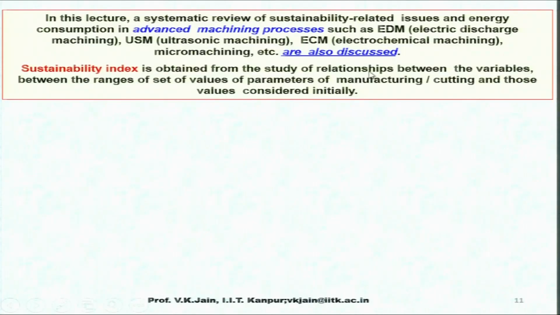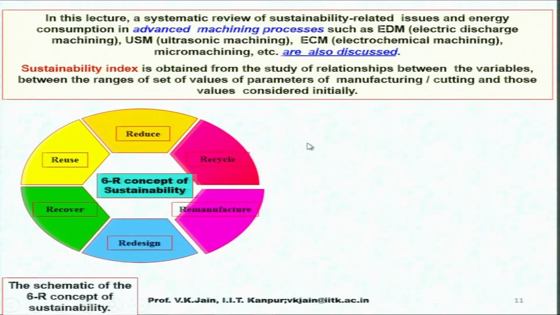Sustainability index is obtained from the study of relationships between the variables, between the ranges of set of values of parameters of manufacturing, cutting, because we are talking about machining, so here comes the word cutting, and those values considered initially. So please see it carefully, a very interesting and useful diagram is here. This is known as the schematic of the 6R concept of sustainability, very important.